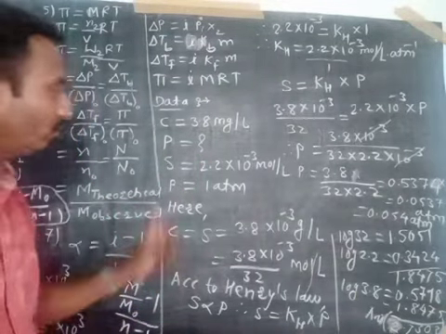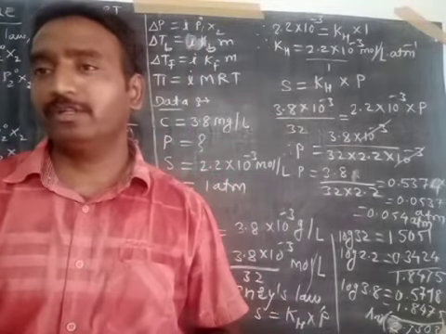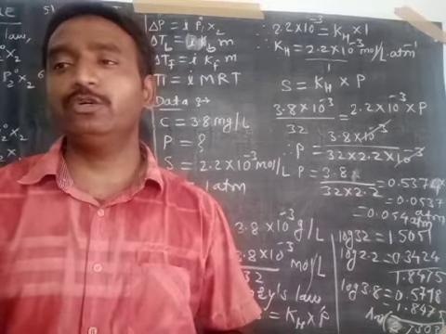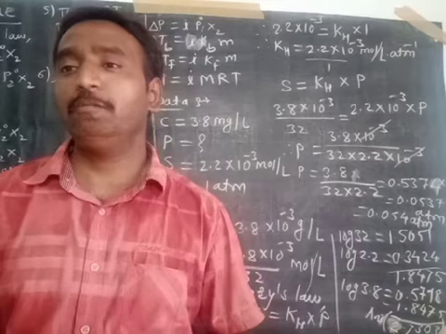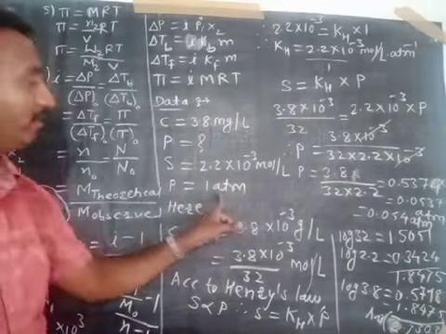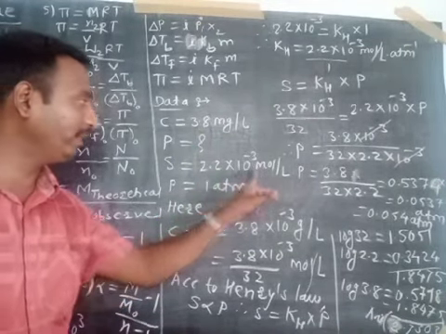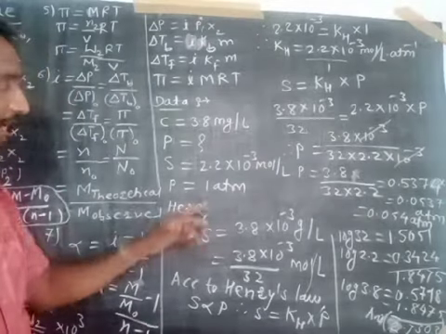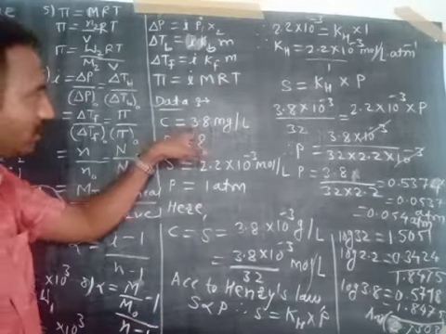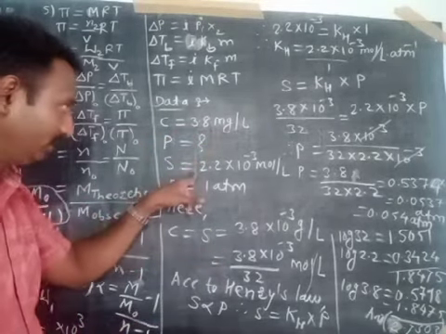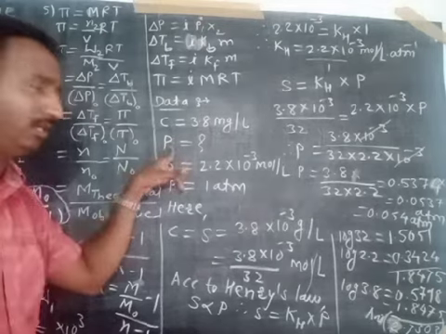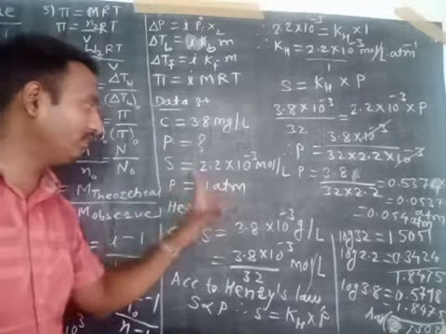Now, again in the problem, there is an extension. Given the solubility of the O2 in water at 0 degrees Celsius and 1 atmospheric pressure partial pressure is 2.2 into 10 raised to minus 3 mole per liter. At 1 atm pressure, the solubility is 2.2 into 10 raised to minus 3 mole per liter. And we have to calculate partial pressure at this concentration. Means this concentration also belongs to solubility. This is the second solubility, this is the first solubility, and at this solubility we have to calculate the partial pressure. For this solubility, the partial pressure is 1 atmosphere, no doubt.